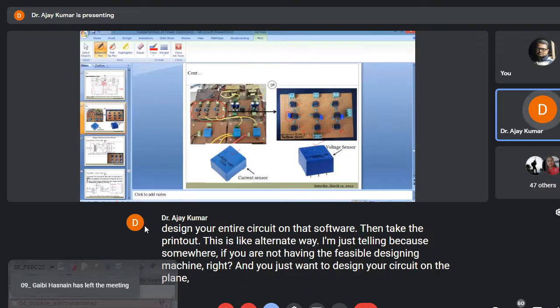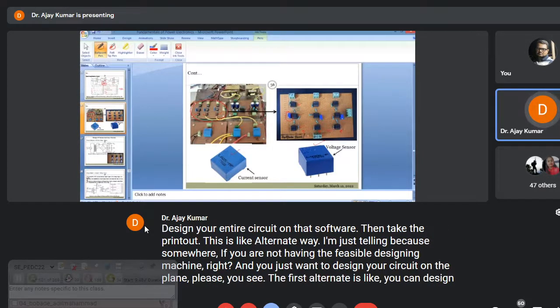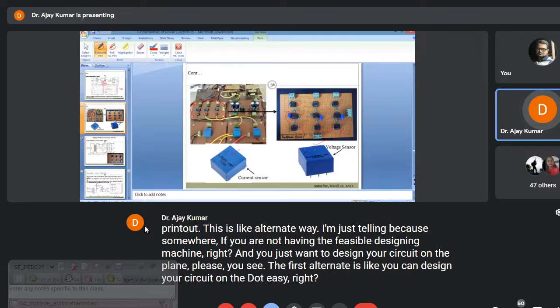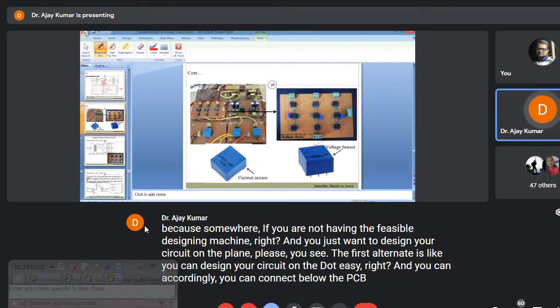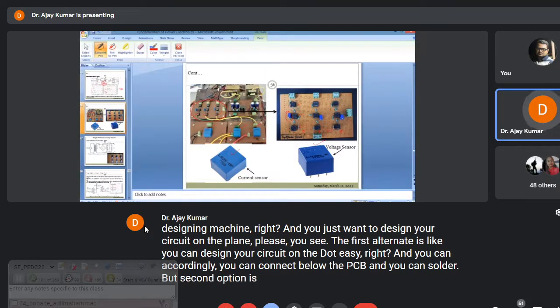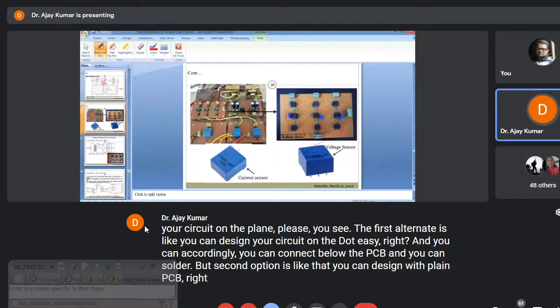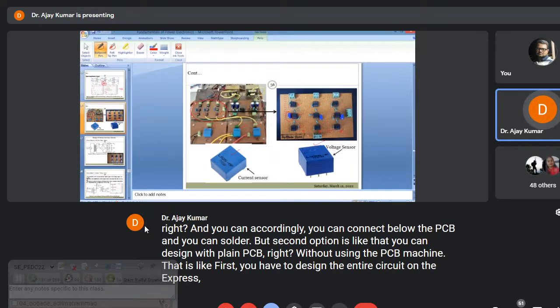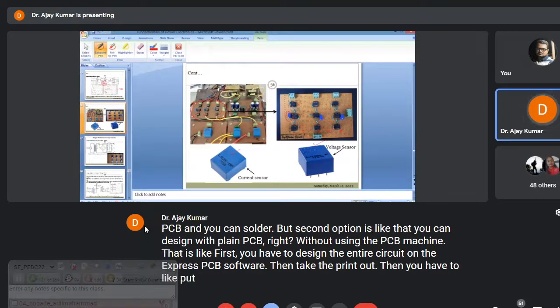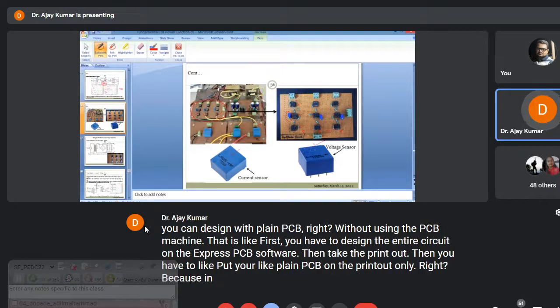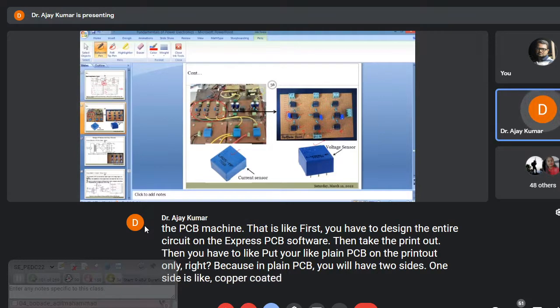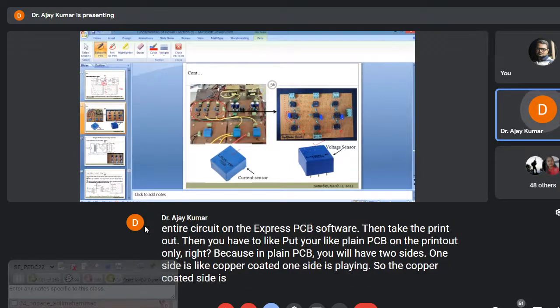See, the first alternative is that you can design your circuit on the dot PCB, and accordingly you can connect below the PCB and you can solder. But the second option is that you can design with a plain PCB without using the PCB machine. First, you have to design the entire circuit on the Express PCB software. Then take the printout. Then you have to put your plain PCB on that printout, right? Because in a plain PCB you will have two sides. One side is copper coated, one side is plain. So the copper coated side is placed according to the size on that particular paper.